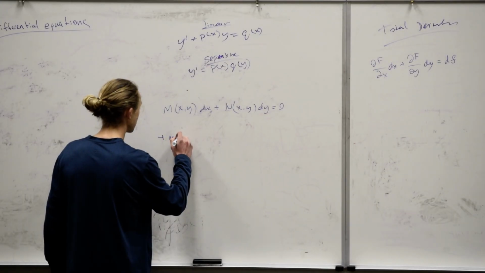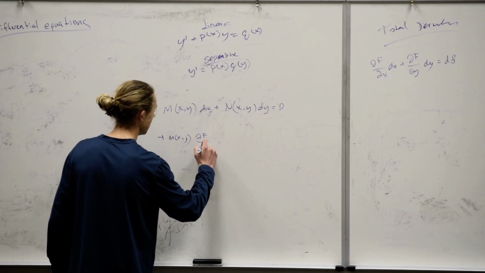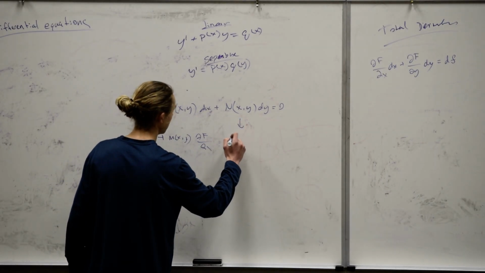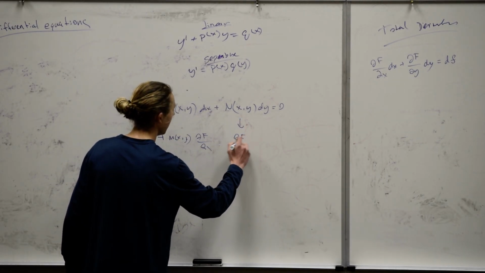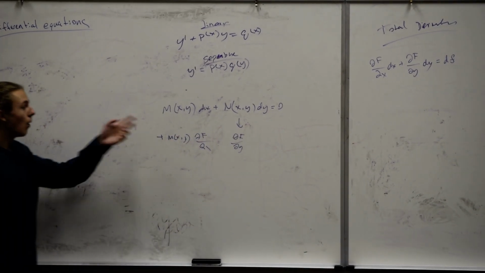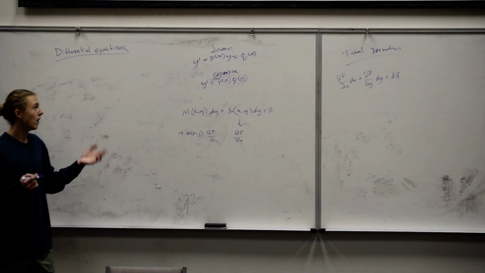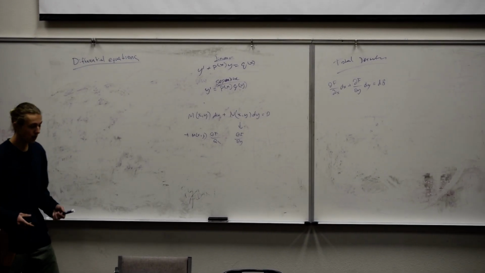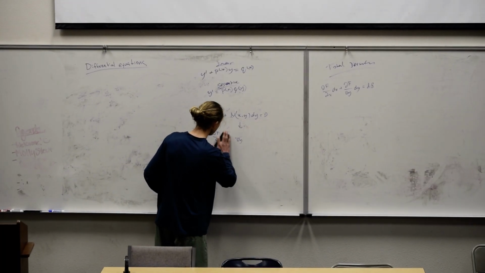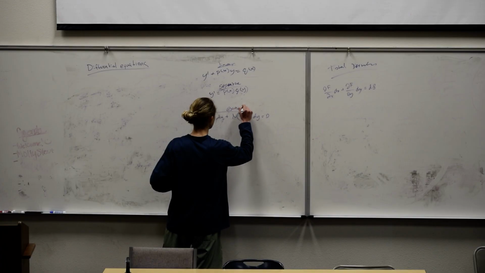Maybe I could call m of x, y my partial derivative of f with respect to x, and n the partial derivative of f with respect to y. But this is classified as an ordinary differential equation because it has just an ordinary dy and an ordinary dx, and a lot of the time they have both y's and x's in the equations. I'll write that here. This is an exact equation.